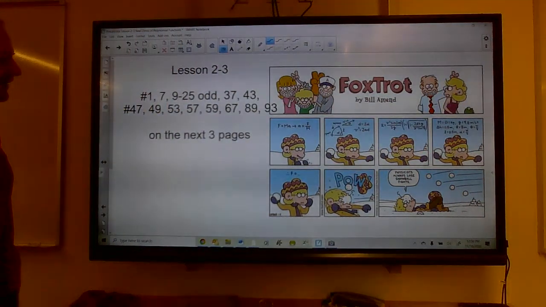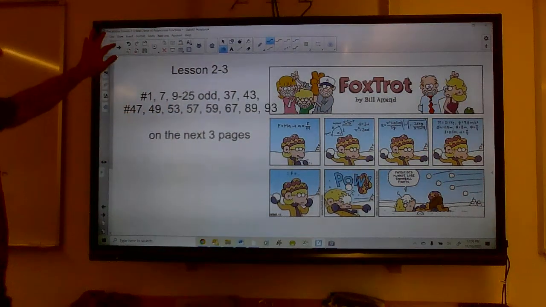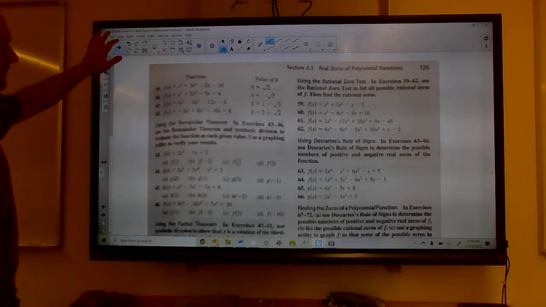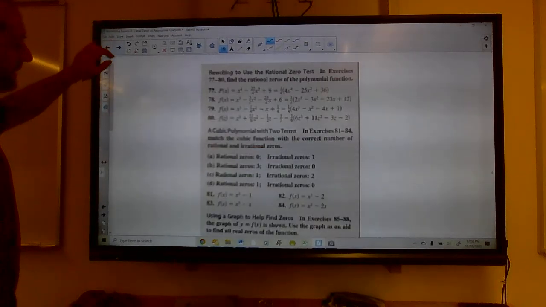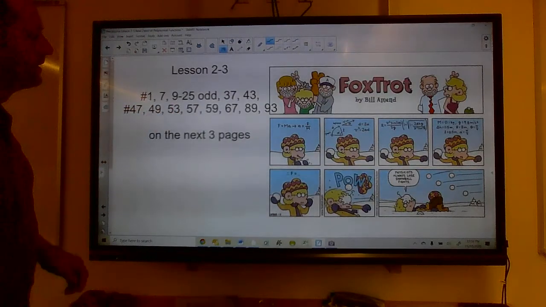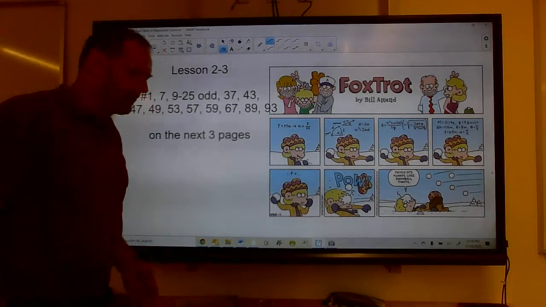So it looks like we got an assignment here. The assignment is on the next 3 pages: page 1, page 2, and page 3. Okay, and here are your problems right here. So do those to the best of your ability, and I will see you next time.